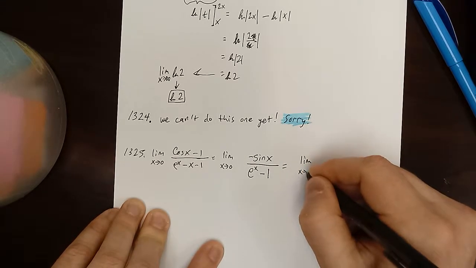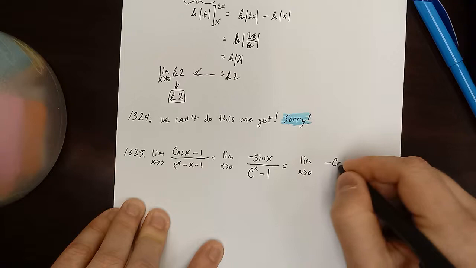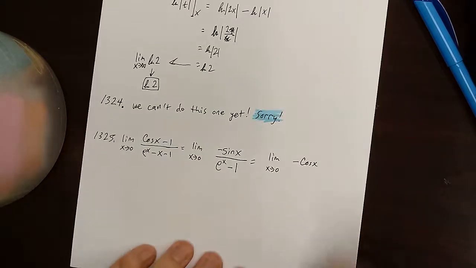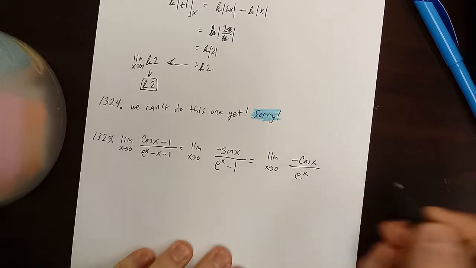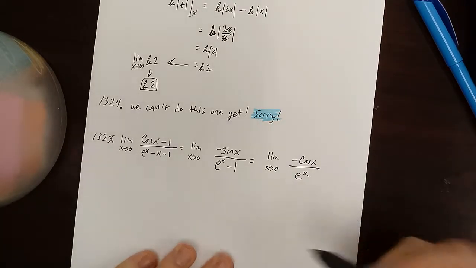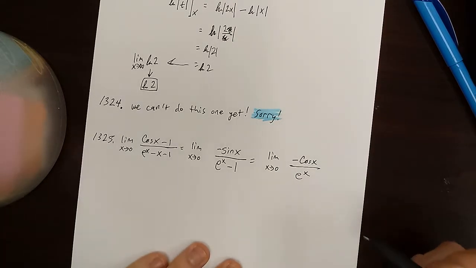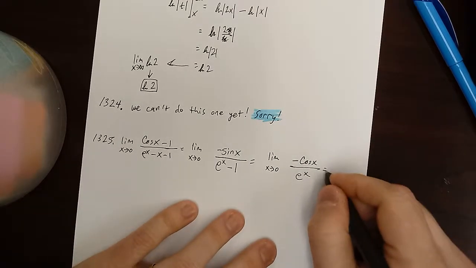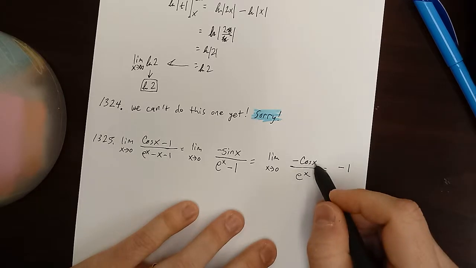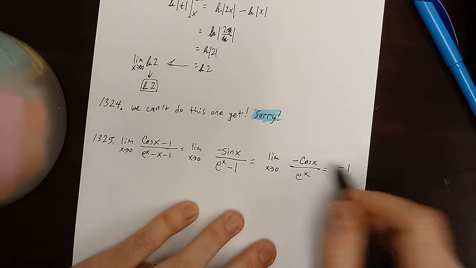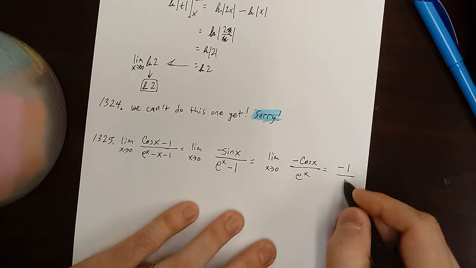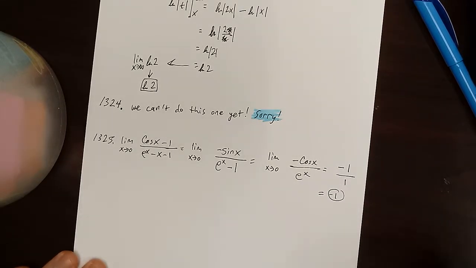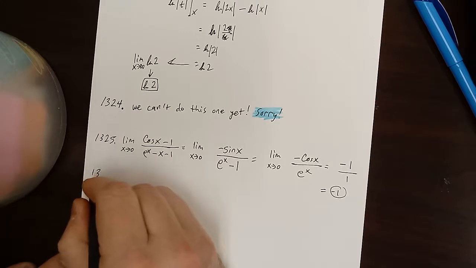Get the limit as x goes to 0 of negative cosine of x over e to the x. And you might be like, oh, I'm going to get 0 over 0 again. No, you don't. If we plug in 0 this time, we get negative 1, because cosine of 0 is 1 with a negative out front, and e to the 0 is 1. We get negative 1 over 1. We get negative 1. We get an actual number. And then 1326, our last one.